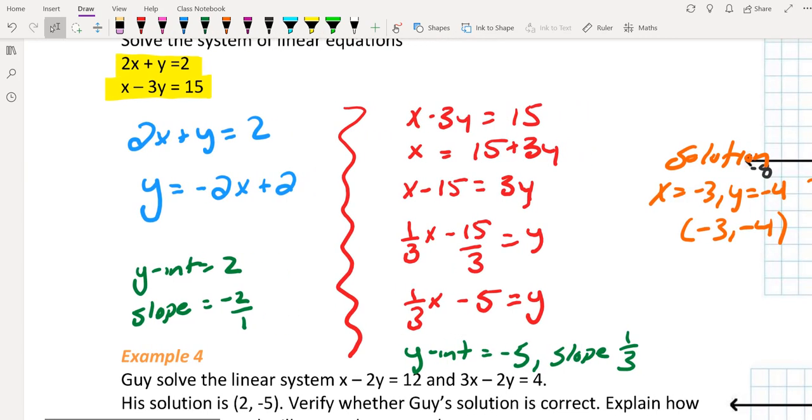The second equation was a little bit harder to work with because we had to divide by a number. So I moved the 3y over to the other side to make y positive. Then I moved the 15 over because we need y equal to something. Then I divided through by 3, ending up with 1/3 x minus 5 is equal to y. So my y-intercept is negative 5, my slope is 1 over 3.